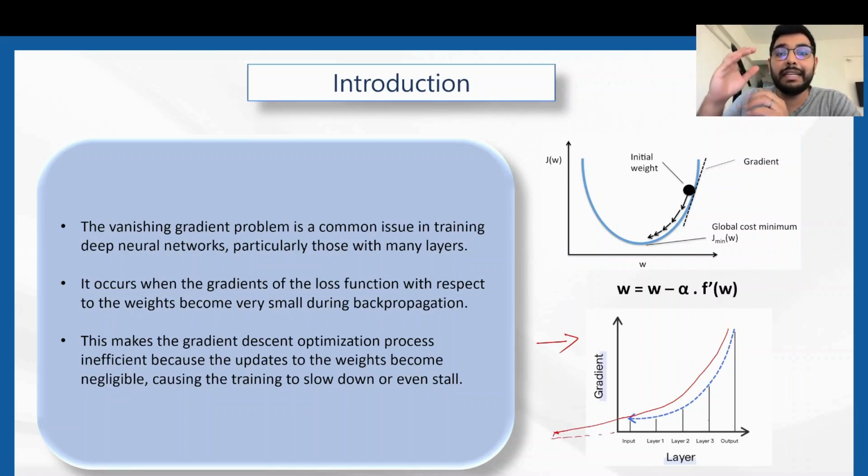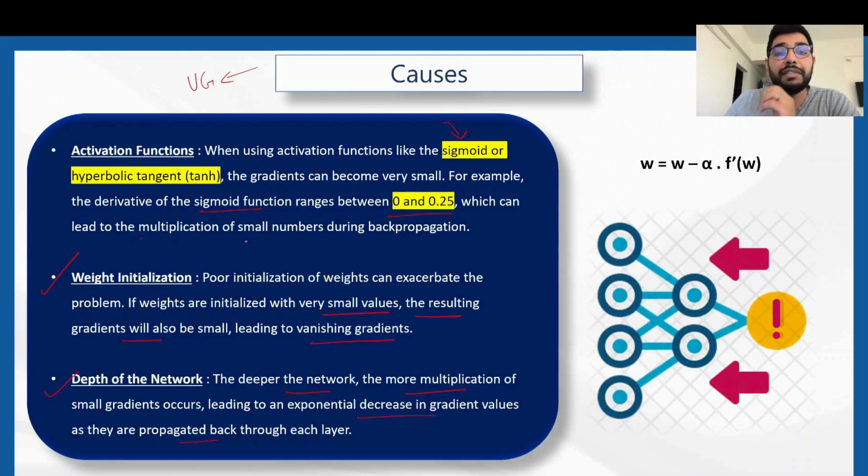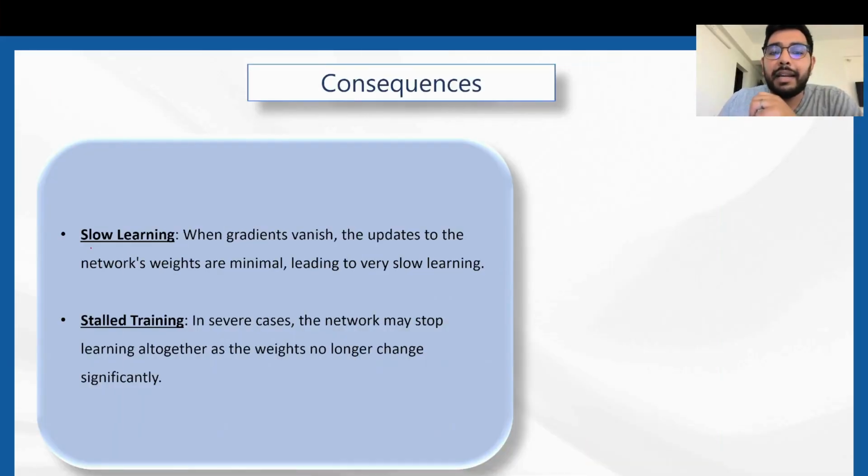That is, if we don't have the right activation function or the right weights initialized, and we have more layers, that is, the depth of the network is very high, the gradient would become negligible, which is what is known as the vanishing gradient problem. Let's try to understand the consequences, or what happens if we face a vanishing gradient problem while training a neural network. The first problem that happens is slow learning.